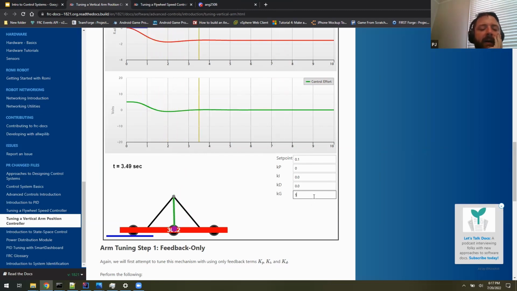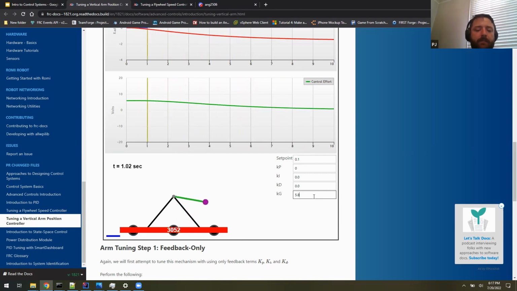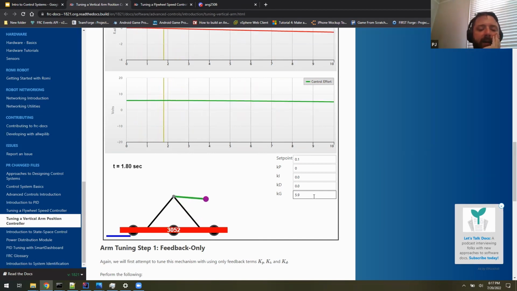Okay, so that is clearly not enough. 6 was too much. Let's try splitting the difference here, see what that does. So that's not enough. Let's split the difference again. We're closer. It's falling slower. Falling even slower. We'll raise it a little bit.